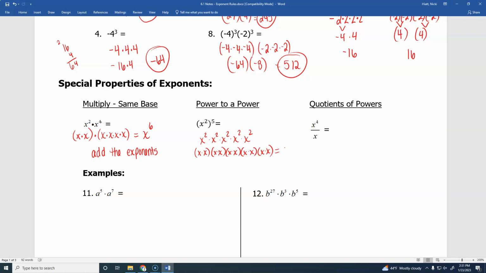I've got 10. So I could write this as x to the 10th power, right here. Okay? But that's an even bigger pain than what I did on the first one. So what shortcut could I use there? Isabella? I can multiply those exponents together, right?